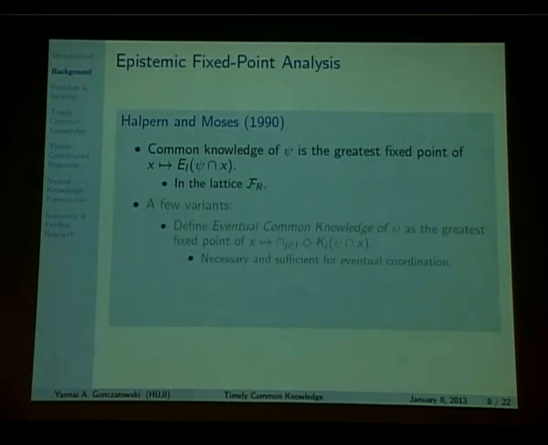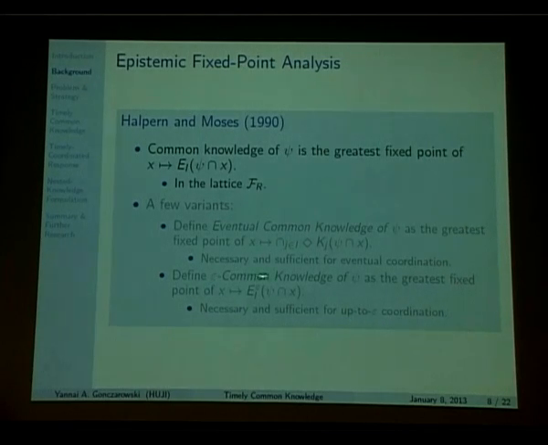They also defined a few variants. I won't go over them in much detail. I'll just mention that they're all of the form X goes to "everyone sort of knows psi and X." Sort of knows may mean everyone along this run will eventually know psi and X. They call this eventual common knowledge, and it's sufficient and necessary for eventual coordination, meaning that if someone starts washing along a run, then everyone starts to.